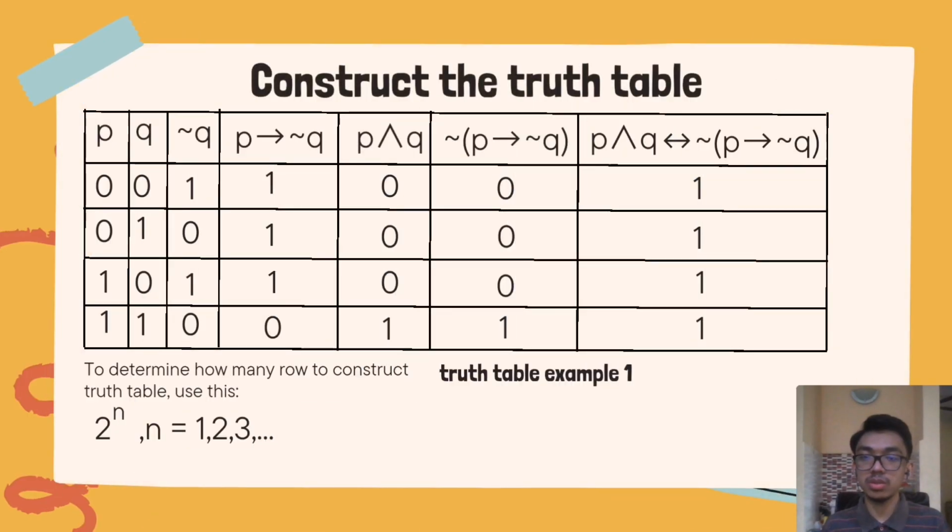Next, construct the truth table. The top row of the truth table is the header. Start by identifying the individual variables involved in the statement. Then we need to separate each of the statements until we get the biconditional of the statement. To determine how many rows to construct in the truth table, we'll be using 2 to the power of n, where n is 1, 2, 3, and so on. If the statement is true and both of the statements are identical, then both of the statements are logically equivalent.